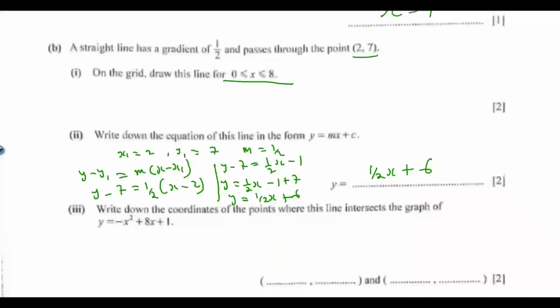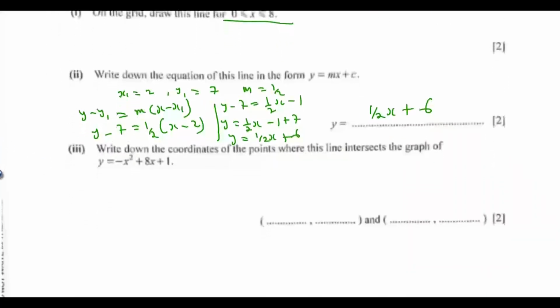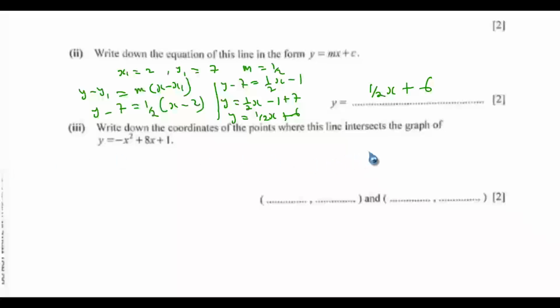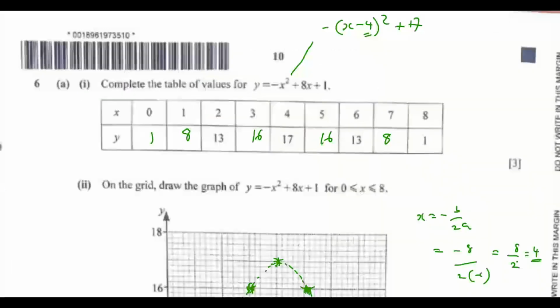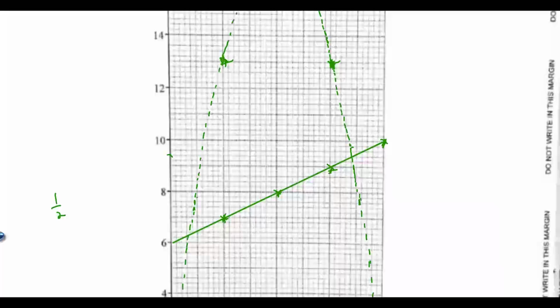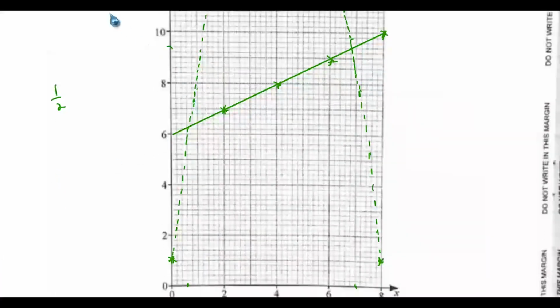Okay, part three: write down the coordinates of the points where this line intersects the graph of y equals minus x squared plus 8x plus 1. Let's go back to the grid. We have this point, this, and this one here. So we can get the x and the y values respectively.